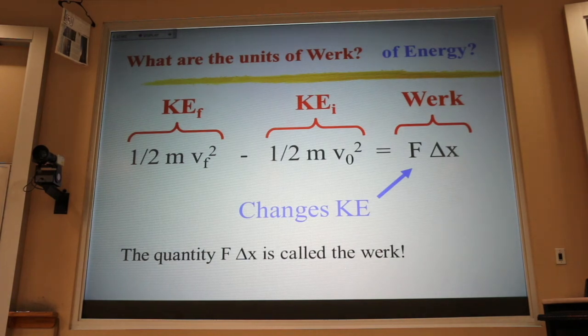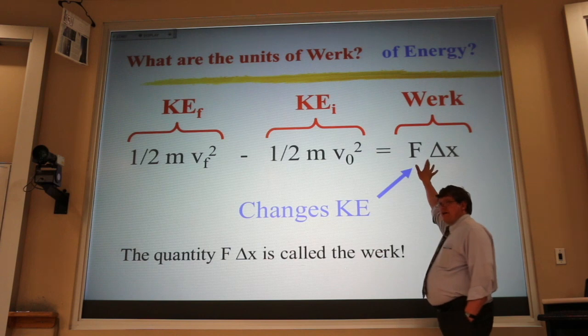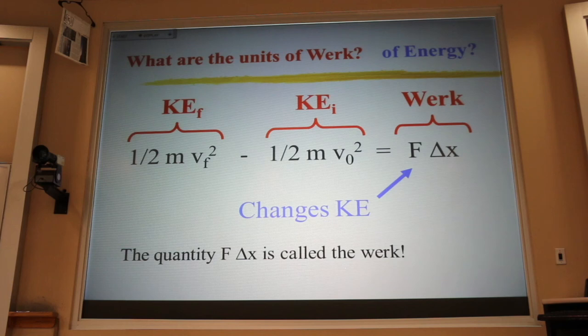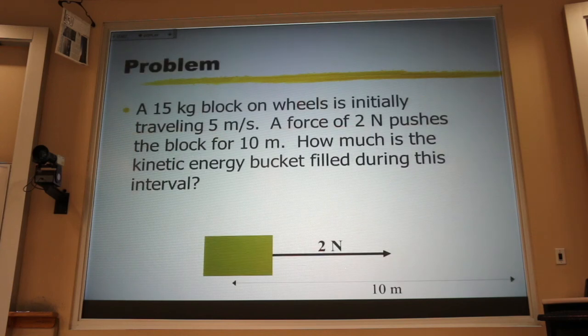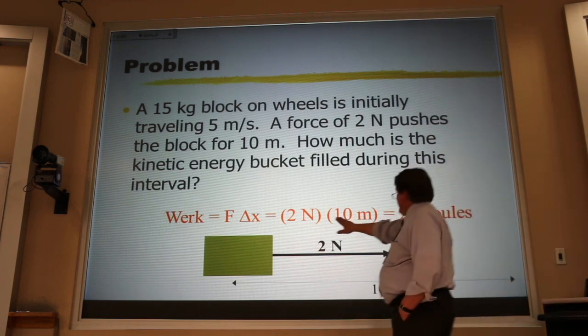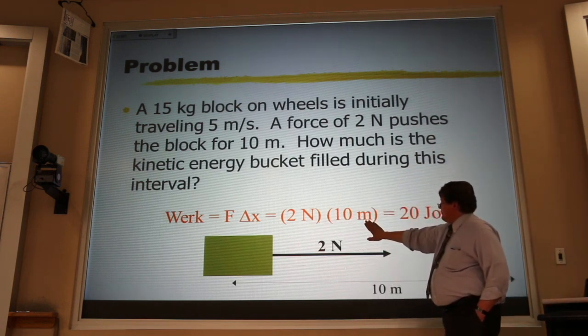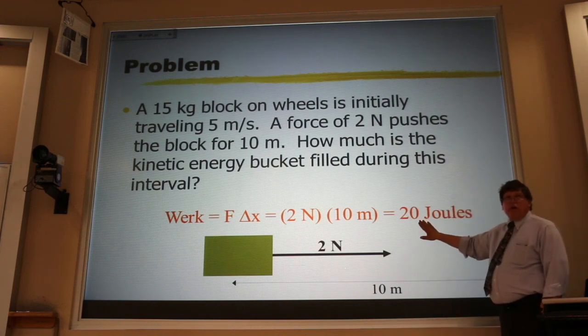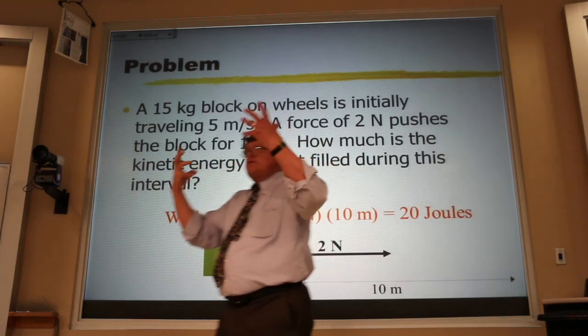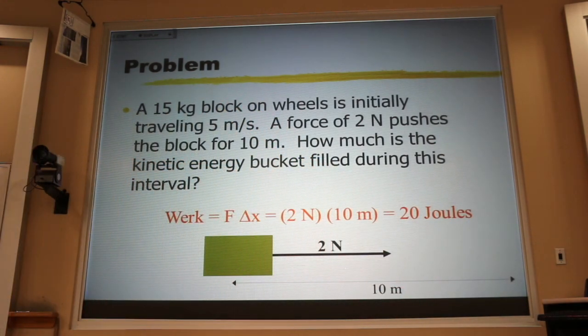Now, this Werk has a complication, and that is that it's not always positive. Now, to go back and solve this problem first, the easy way to solve it is to just say, I have a 2 Newton force acting over 10 meters. That gives me a positive Werk of 20 joules. That positive Werk is going to increase the kinetic energy bucket by 20 joules. That's the answer.